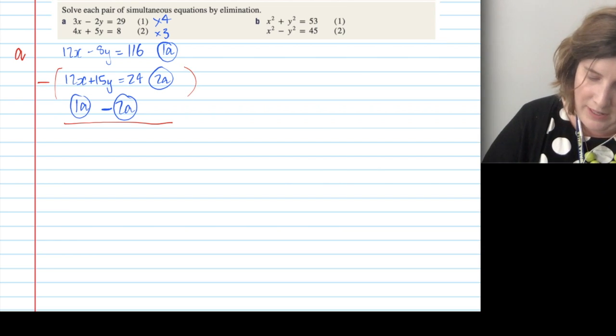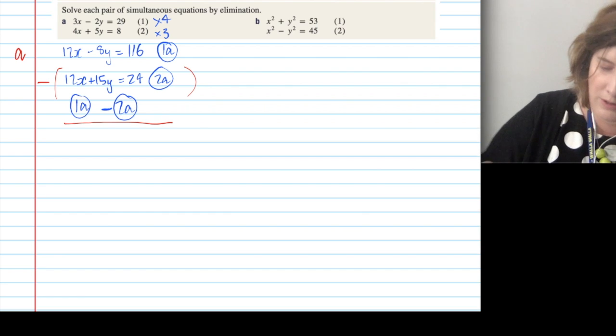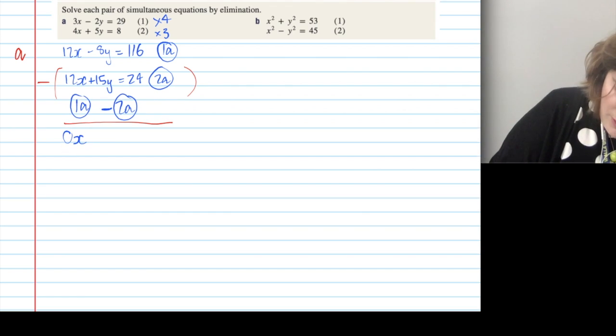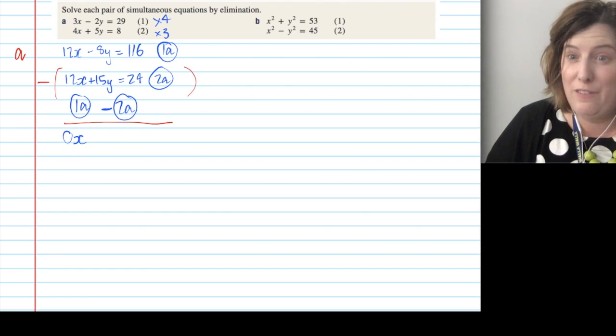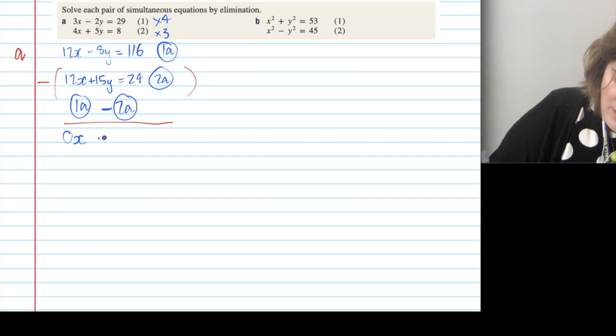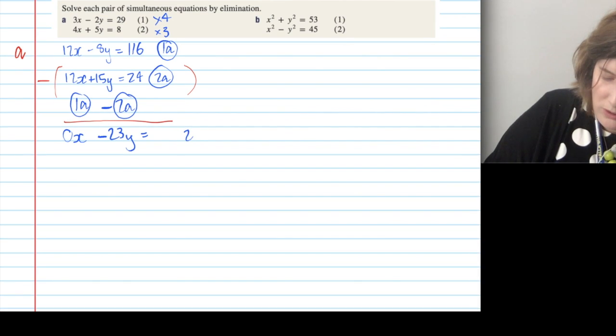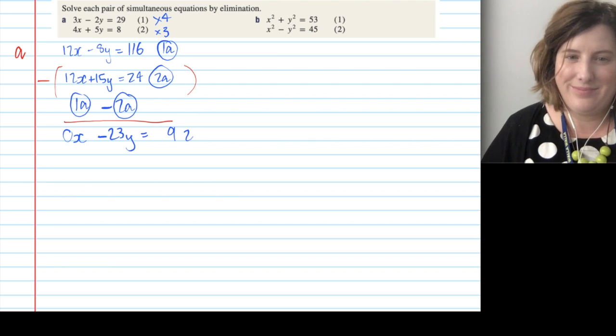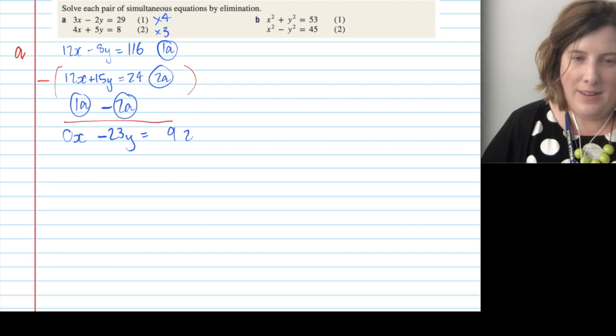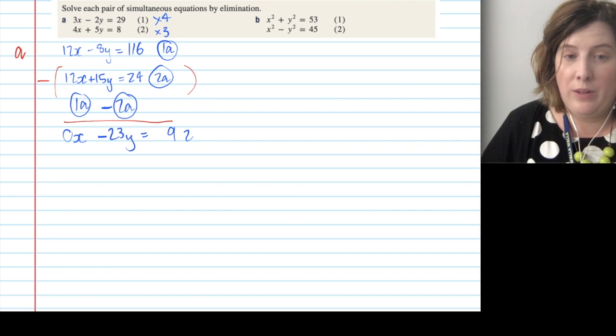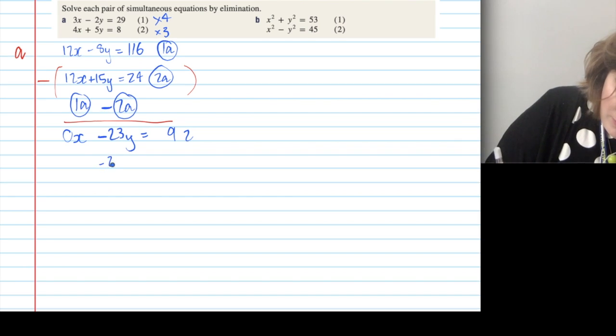Going top to bottom: 12x take 12x, 0x. Negative 8y take 15y, negative 23y. 116 take 24, 92. Now I've got negative 23y equals 92.